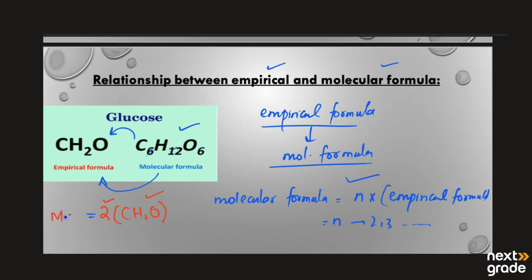Here the number N is not 2, we will take 6. So we will multiply CH2O by 6, and we get C6H12O6. It is basically the molecular formula for glucose. So you can find the molecular formula from the empirical formula.